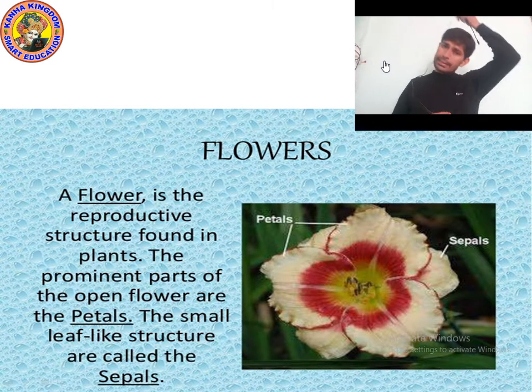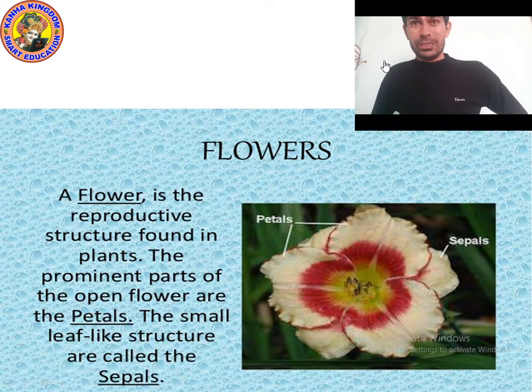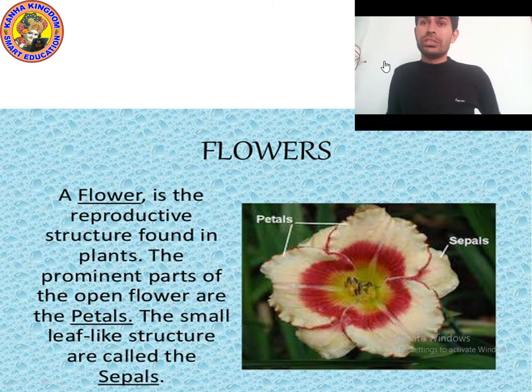Okay, now let's study about flowers. So, a flower can be segmented into different parts. A flower is actually the reproductive structure, which turns into fruit and seed.